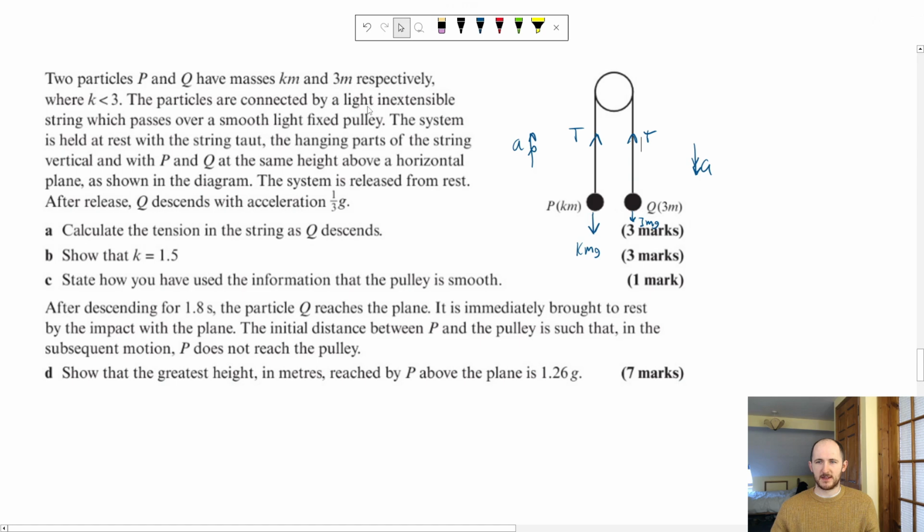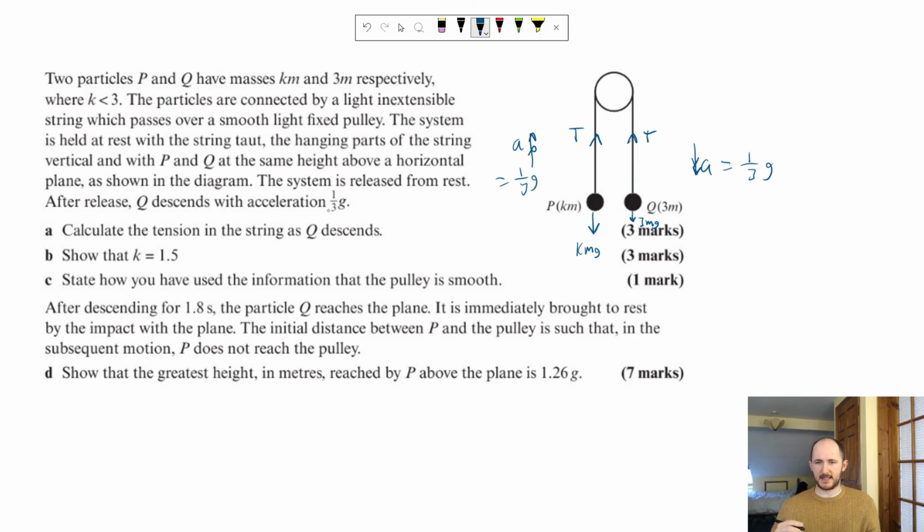Particles connected by a light inextensible string, plus a smooth light fixed pulley. Yep, cool. The system's held at rest with the string taut. Same height above a horizontal plane. So that's a really key point here, that they're at the same height, which is probably why they gave us the diagram, by the way. They've been quite nice. System's released from rest, and ooh, hello! It tells us the acceleration: 1/3 g. That is very nice of them.